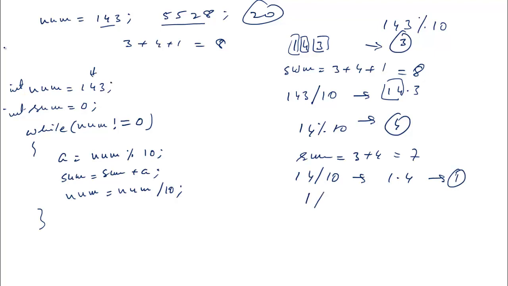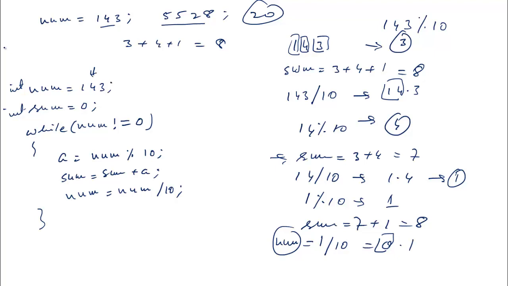Now 1 percentage 10 will give the remainder 1, and it will add to sum. The previous value of sum is 7 and the present value is 1, so it will be 8. Then num 1 divided by 10 gives 0.1, so 0 will come in num. When it goes to num equal to 0, yes, now it will come out, and you just print it with system.out.println. So it will give you 8 here.